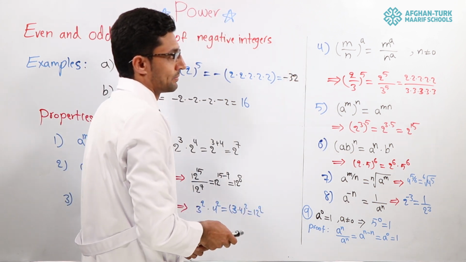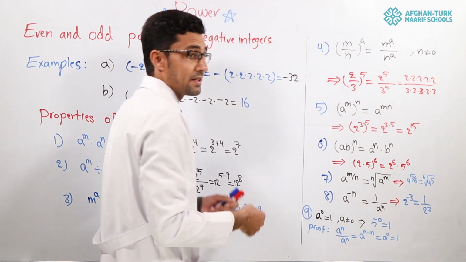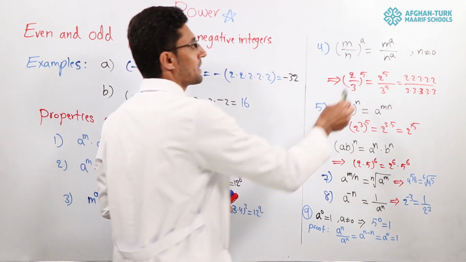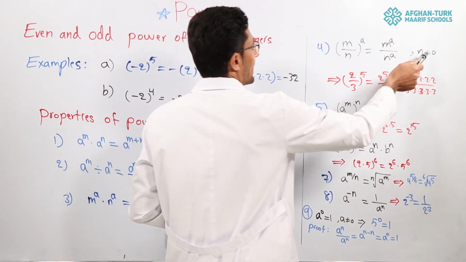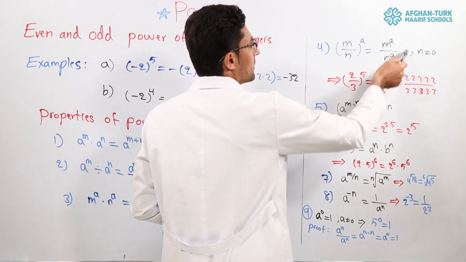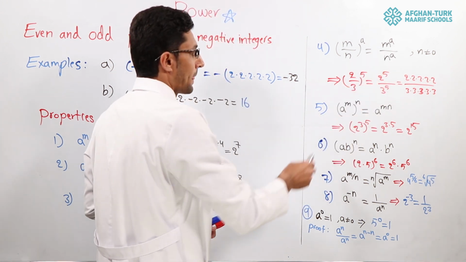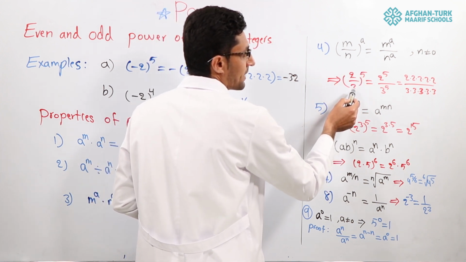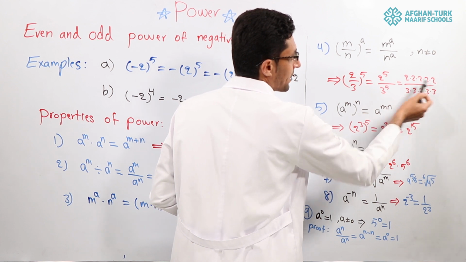Property number 4. M over n, to the power of a. Both of them are to the power of a. It means m is to the power of a and n is to the power of a. Remember, n is not equal to 0, because if n is 0, this rational number will be undefined. Okay, 2 to the power of 5 over 3 to the power of 5. It is very clear.